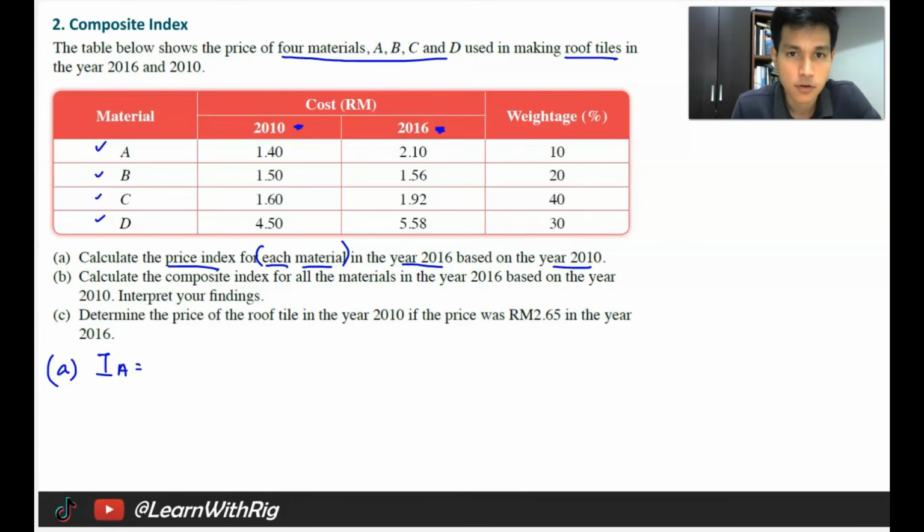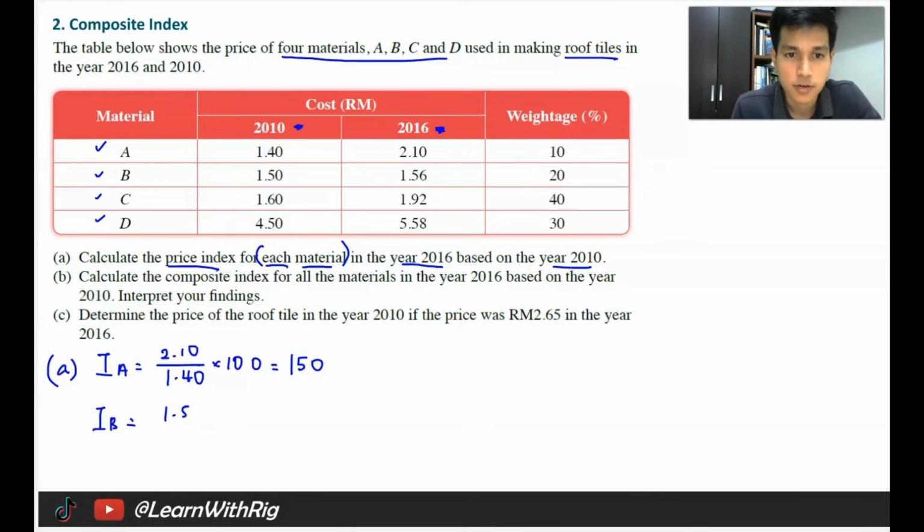Okay, so there we just take the cost. So 2.10 divided by 1.40 multiply by 100, you should get 150. Okay, that's the price index for material A. Then we're going to do for the rest.